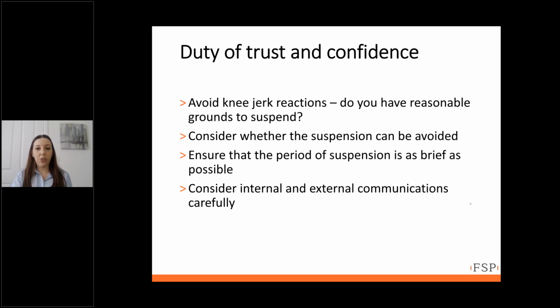If the suspension does go ahead, then as Victoria mentioned earlier, you'll want to ensure that the period of suspension is as brief as possible, that it's reviewed regularly, and also that it isn't longer than any maximum time period stated in the employee's contract for a period of suspension. You'll also want to be considering what others should be told about the suspended employee's absence, the related investigation, and their return to work, particularly for more senior employees. I actually have a separate slide on this, which we will move on to now.